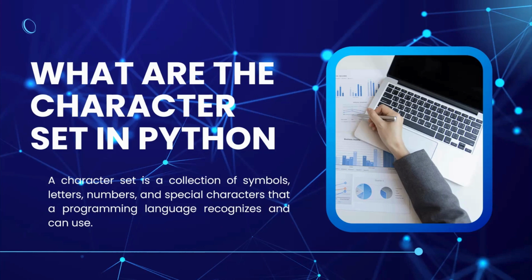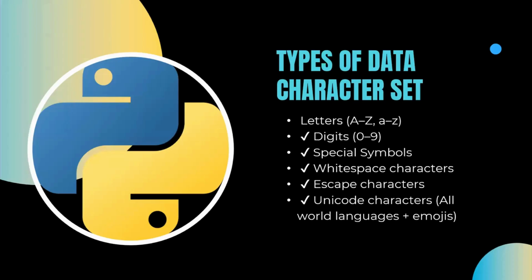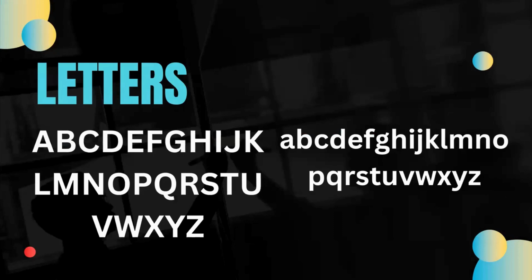The character set refers to all the valid characters that you can use in programs for forming words, expressions, and numbers. Let's see some examples. So we have letters, digits, special symbols, white space characters, escape characters, and Unicode characters, which are included in the Python programming language as character sets. First one is letters.